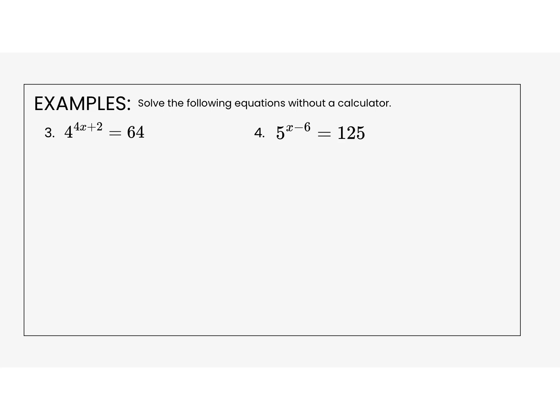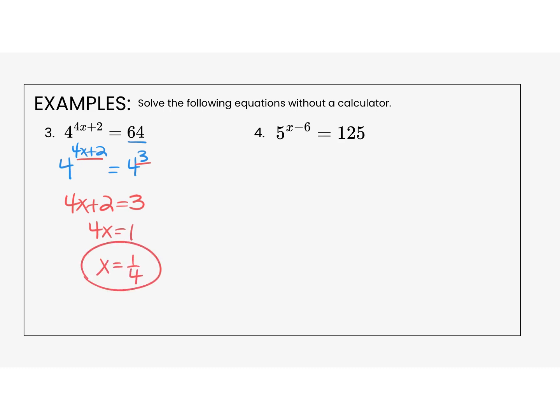Okay, let's look at a couple more examples. Again, we don't see the same power, but 64 I can write as 4 to the third power. So I have 4 to the 4x plus 2 equals 4 to the third power. Now that they have the same base, we set our exponents equal to each other. So x equals 1/4. Fractions are okay. We know how to do those.